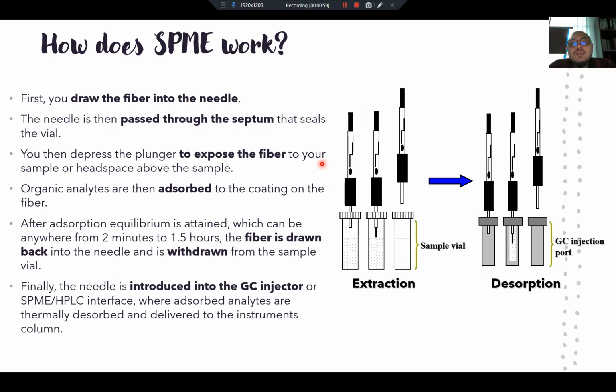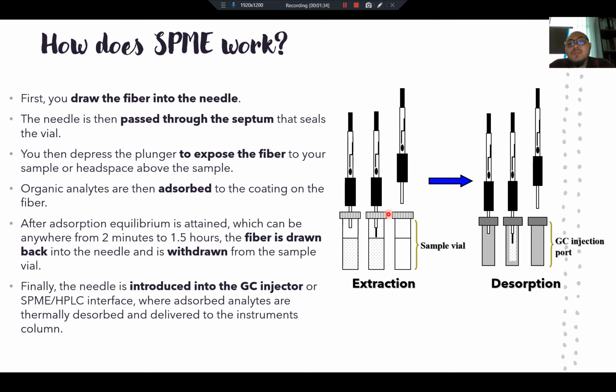So how does the SPME work? First, you need to draw the fiber into the needle. You don't push the syringe with the fiber open, because if the fiber is open, it easily breaks, as the fiber is so fragile. So first you store the fiber inside the needle, and then you can pierce the septum.